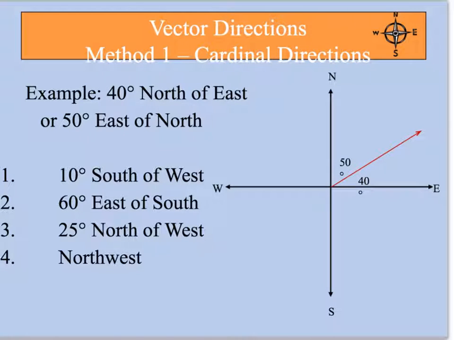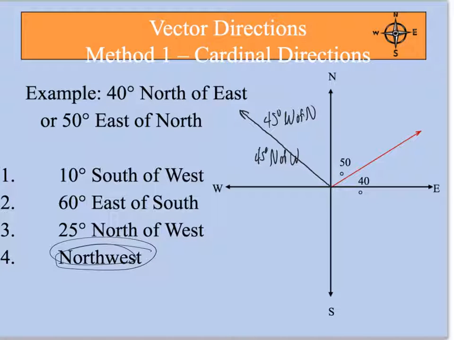Northwest. Well, when you see one that just involves a word without any degrees, that means that it's exactly halfway between north and west. So we're talking about this direction right here. And that would be 45 degrees, of course, if we were going to give it a number. And you could write it either way. You could write 45 degrees west of north, 45 degrees north of west, or you could just write northwest. That would be acceptable as well.